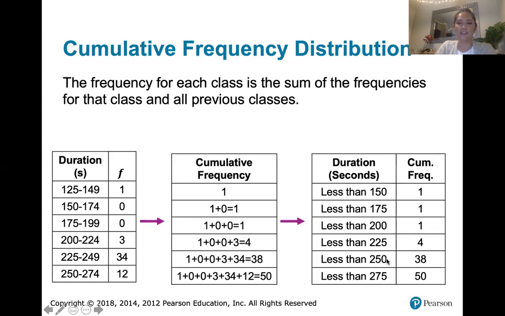And so if you look at this less than 250, you're saying how many of those duration times for eruptions were less than 250 seconds long. And it turned out that in our data set of 50 values, 38 of those were less than 250 seconds long.